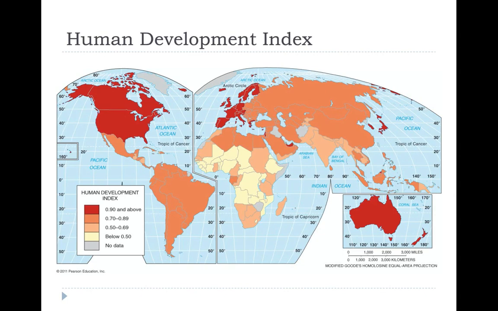Then, if you look at the orangey countries, so Latin America, a large percentage of Eastern Europe and Asia as a whole, those are all countries that have a medium Human Development Index. These are going to be your newly industrializing countries. And then at the bottom, a large part of Africa, these are countries that have a Human Development Score of below 0.5. These are going to be your less developed countries.